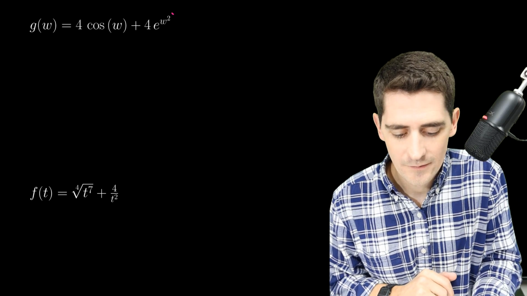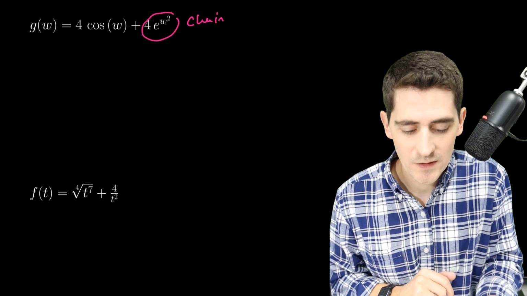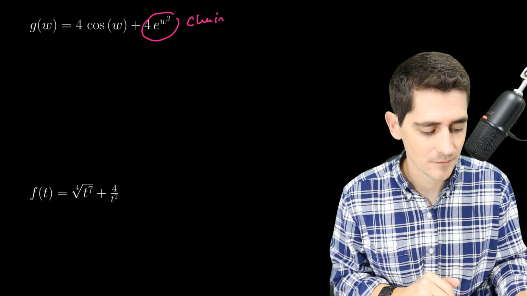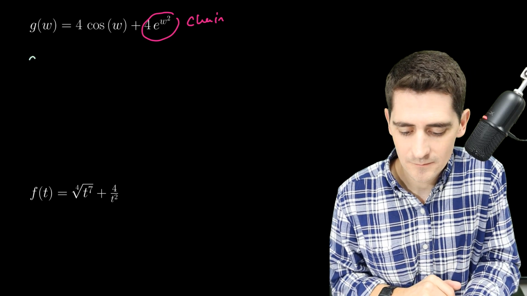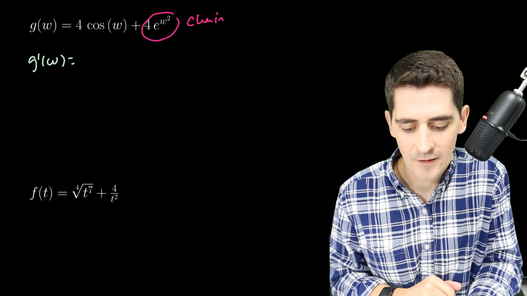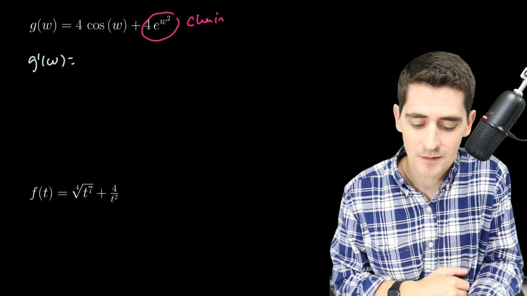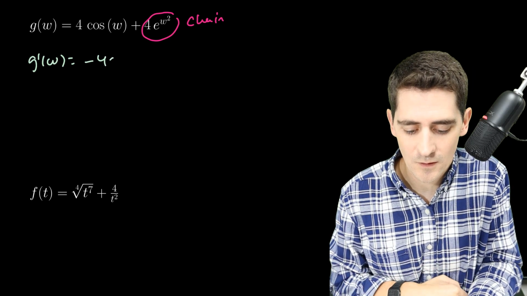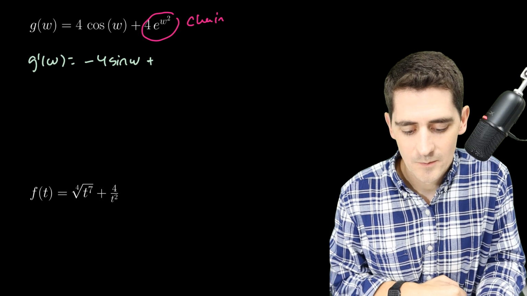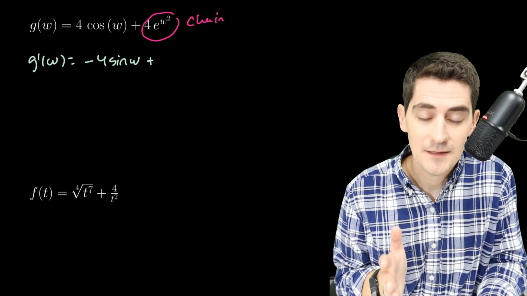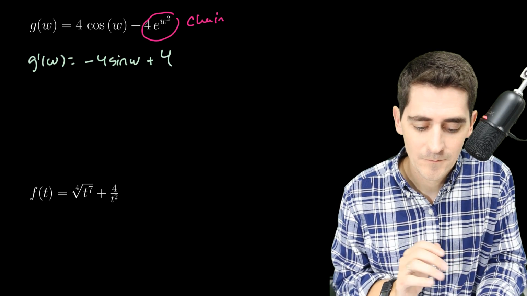So I think this is our first instance of chain rule. This is going to require chain rule because I have a function inside a function. So when I take the derivative here, the derivative of cosine is negative sine. So I have negative 4 sine w plus the derivative of e to the w squared. So I'm going to have 4.